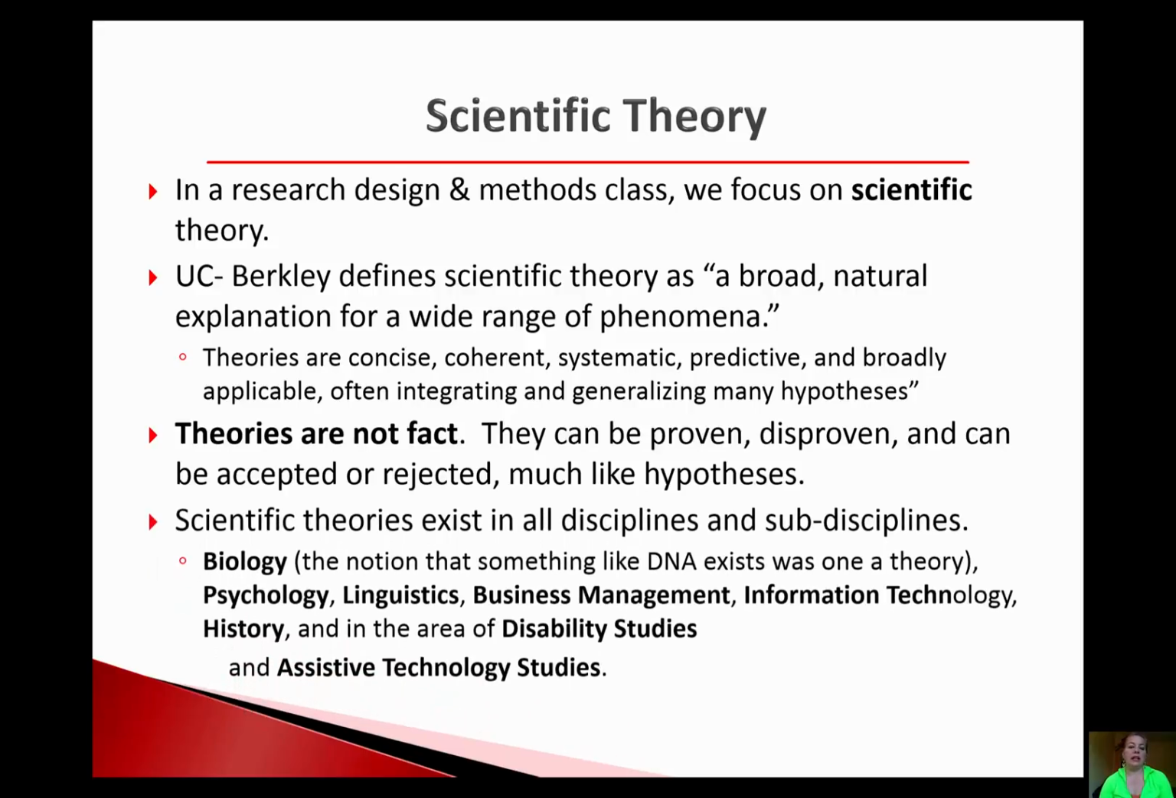Scientific theories exist in all disciplines and subdisciplines. Biology: the notion that something like DNA exists was once a theory. Psychology, linguistics, business management, information technology, history, and in the areas of disability studies and technology, assistive technology studies. Within all of these fields, there are theories that are applied to help people understand how and why things happen. And when we start new research, we first start by looking at the theories that already exist in the related topics.